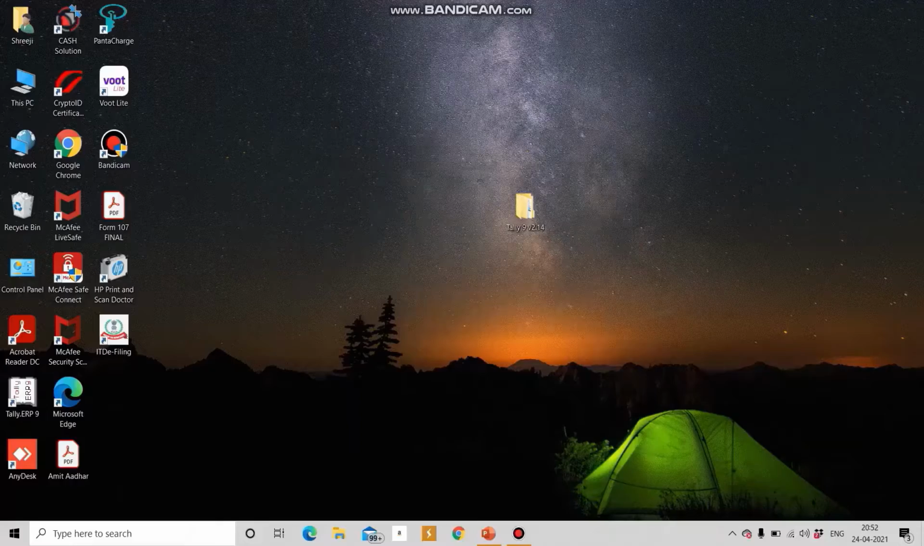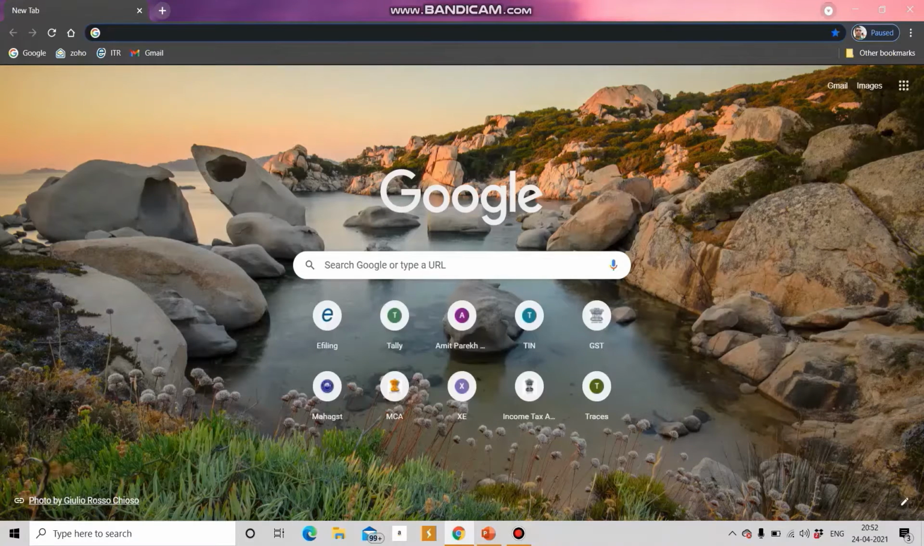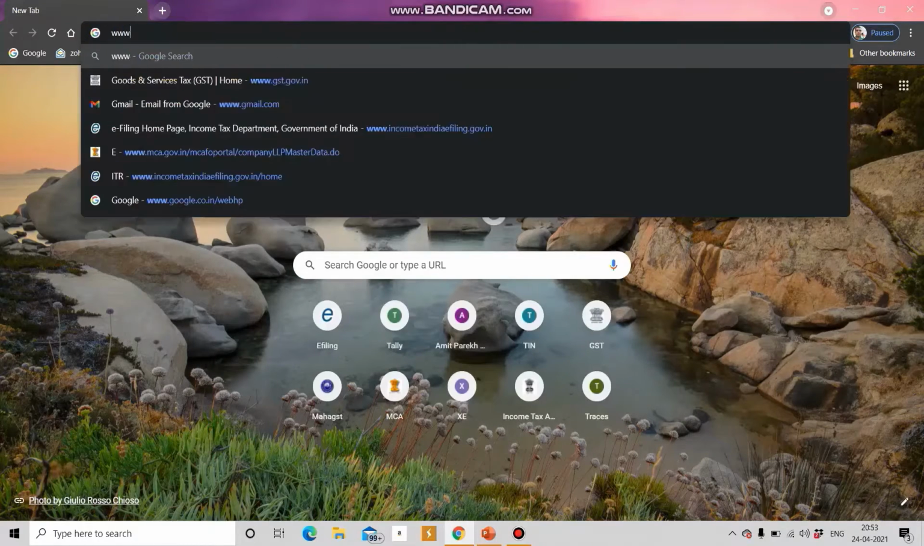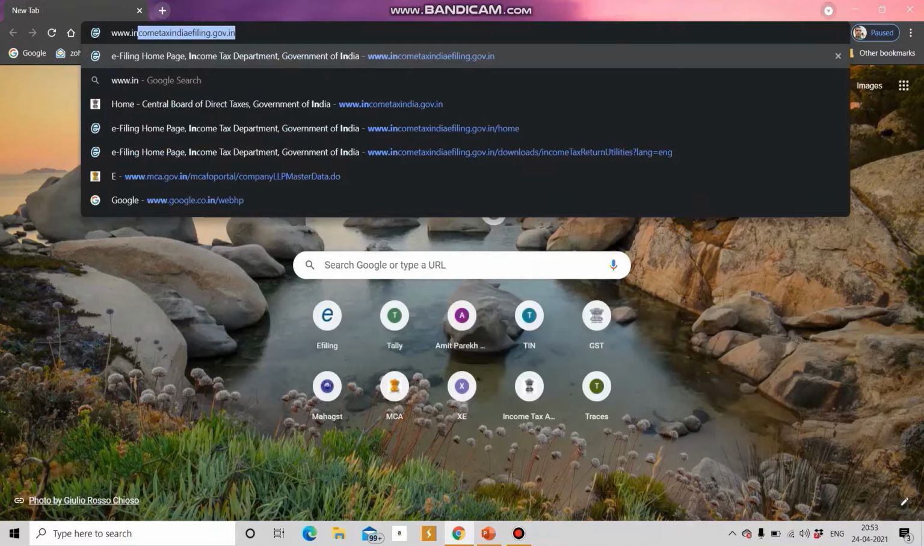Today I will be sharing my views on the ITR1 utility recently released by the Government of India for assessment year 21-22. So first we will visit the income tax website, www.incometaxindiaefiling.gov.in, and see where and how the ITR1 utility is notified.